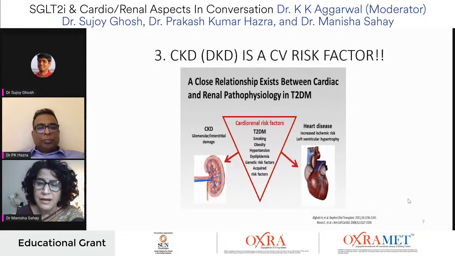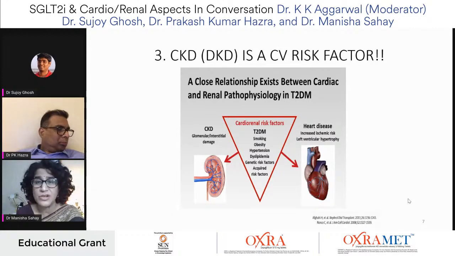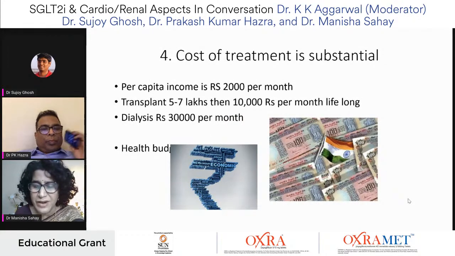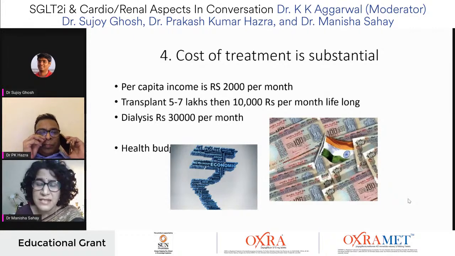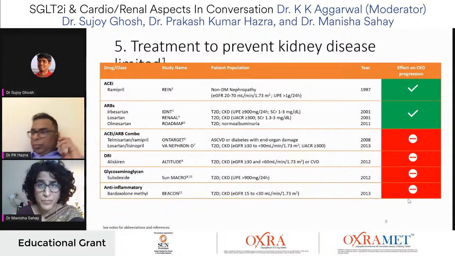And apart from that, kidney disease causes progression to dialysis, transplant, a life full of dialysis, but the patient also becomes at a high risk of cardiovascular death because CKD is an important risk factor for cardiovascular death as well. Treatment is available. We have dialysis and transplant, but look at the cost of treatment. Transplant is 5 to 6 lakhs. Dialysis is 30,000 per month. So huge burden.